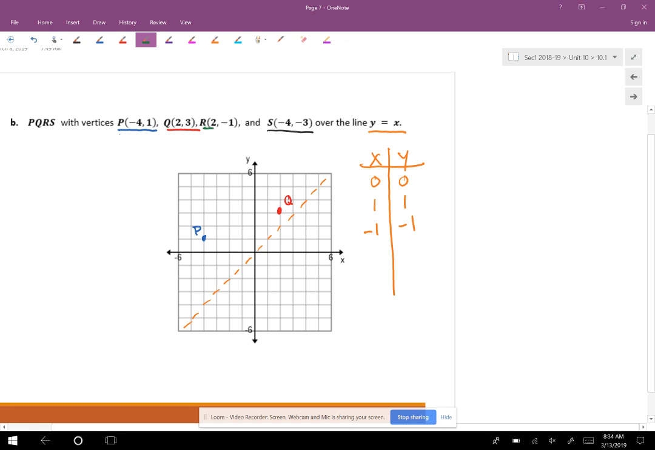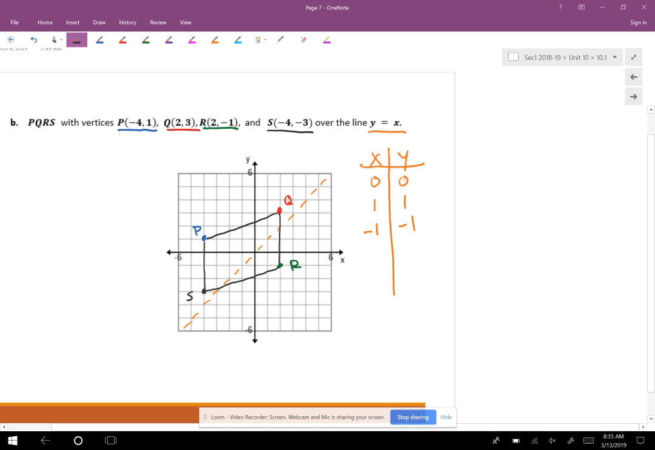My R is at 2, -1. So right 2, down 1. And then my S, I'm going to do in black, and that's going to be at -4, -3. So now I have all of my points made. I'm going to connect the dots.